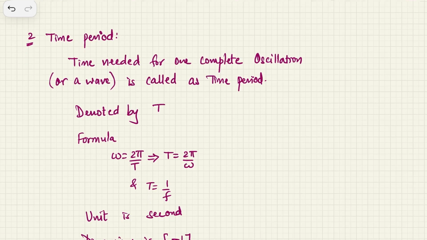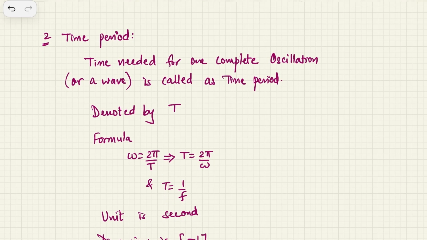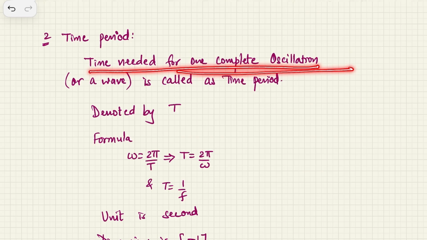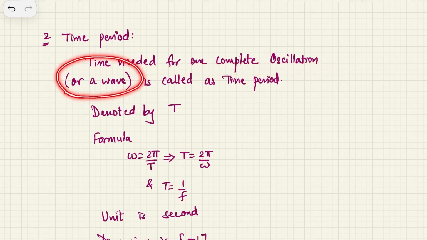The second term in wave motion is something called time period. Time period is a term which is very generic, and we will be coming across this time period at many different places. So the time needed for one complete oscillation, or you can also say for one single wave, is called the time period.